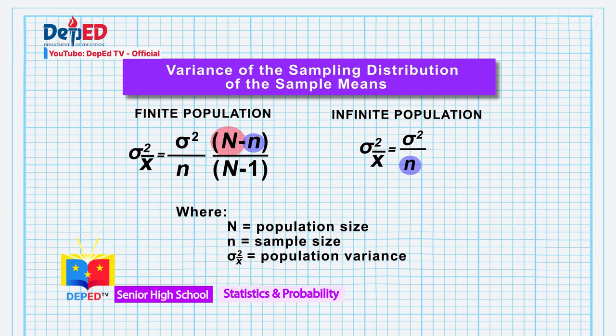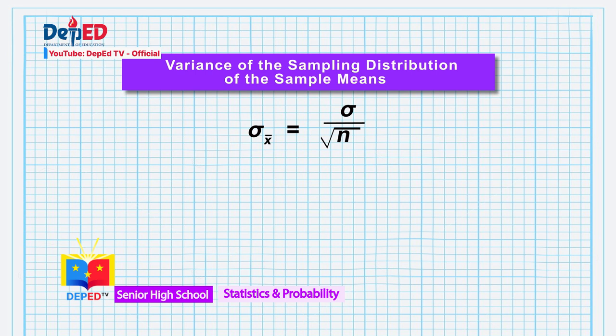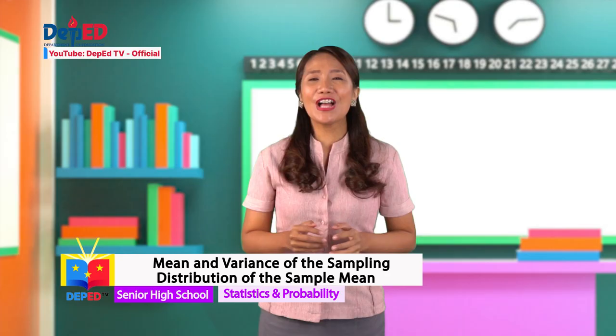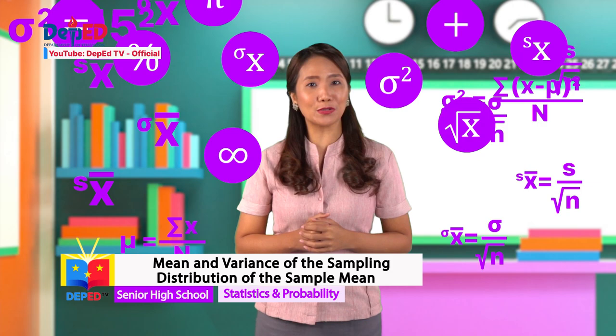We may also want to compute the standard error of the mean by following the given formula. Where N is the population size and the result is the standard error of the mean. The things we need to consider in learning this lesson is to know the symbols and the appropriate formula being asked in a problem. Let's have another problem.